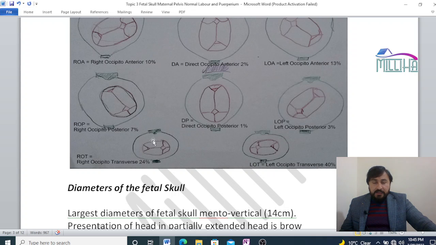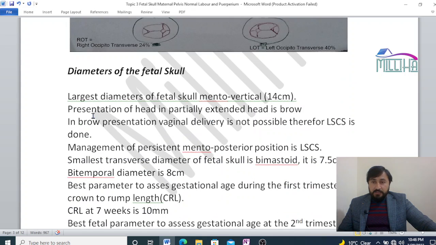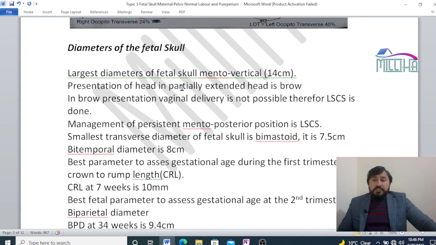the head, the presenting part, is in transverse position. This is the occiput. In this case the occiput is directed towards the right, so this is ROT, right occipito transverse, 24%, and left occipito transverse is 40%. So this was about the position of the fetal head presentation.